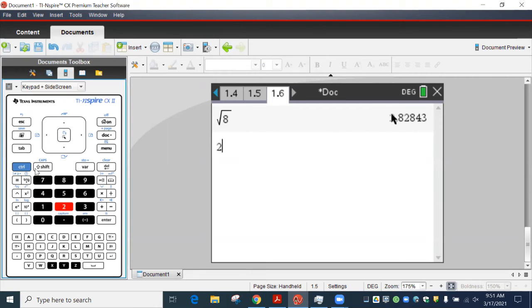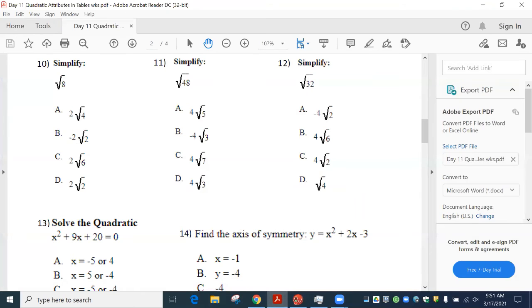And then we're going to type in 2 square roots of 4. Hit enter. Okay, nope, that's not it. 2 square roots of 6. What'd you get? D. Okay, 2 square roots of 2. So 2 square roots of 2. Yep, that's it right there. So those match. So the answer is D.